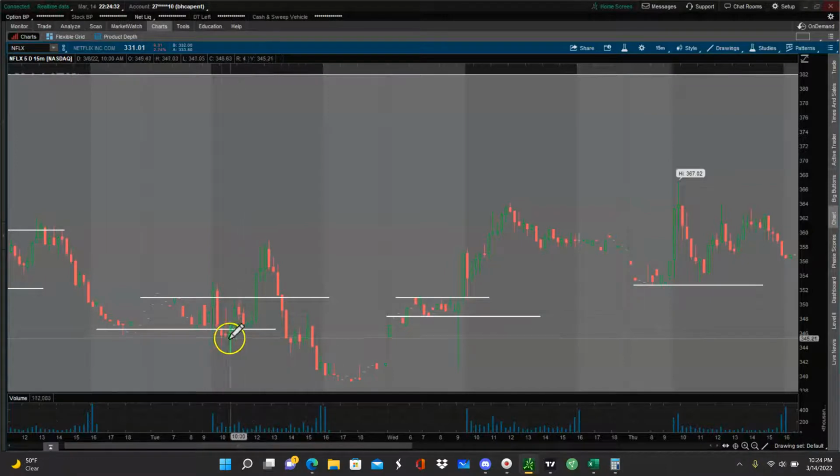So one way that you could possibly do this one with Netflix, kind of something similar: if the price rejects this area, I don't get calls until I get a confirmed breakout of that area. That's one, that's part A. Part two, I don't get calls unless the price holds at pre-market support.